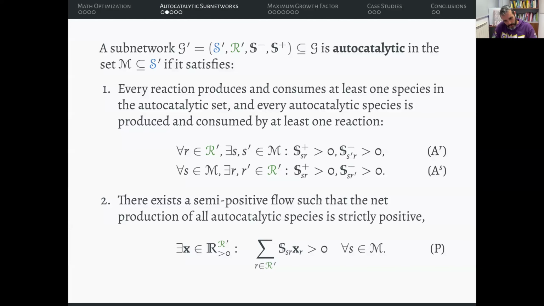And then the second condition is the productivity condition, in which to be autocatalytic, we need the existence of a flow, which is a combination of the reactions, such that the production of each of the species is strictly positive. So each of the species in the autocatalytic set of species must be positively produced. Right.